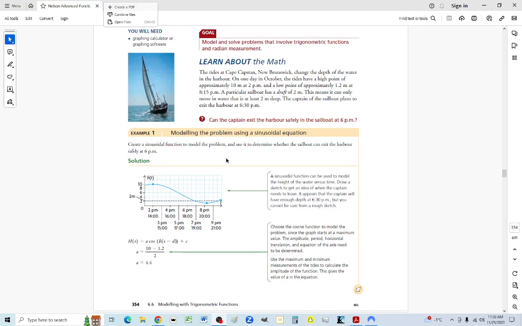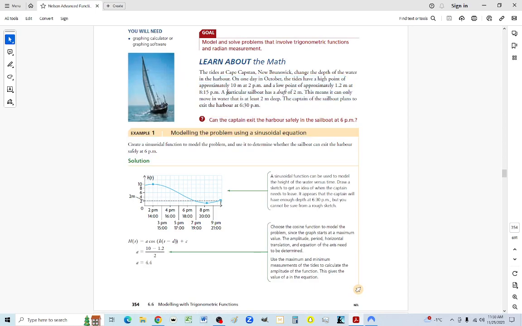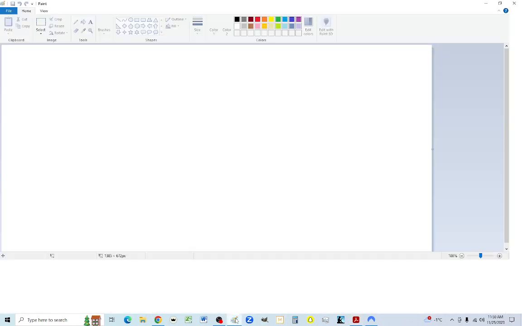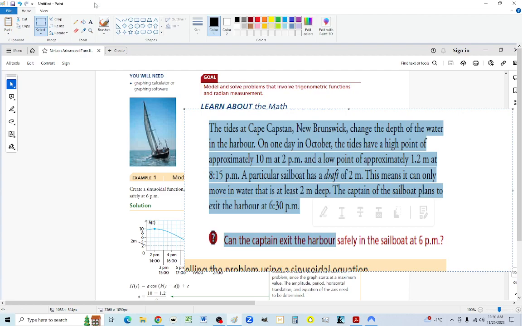This is another important section. It's about modeling trigonometric functions when you're given data. Here's a good example: tide. Let's just focus on this one and see what we can model with it. It's always good to do the examples in the book because the questions at the back often are based on the models in the book.